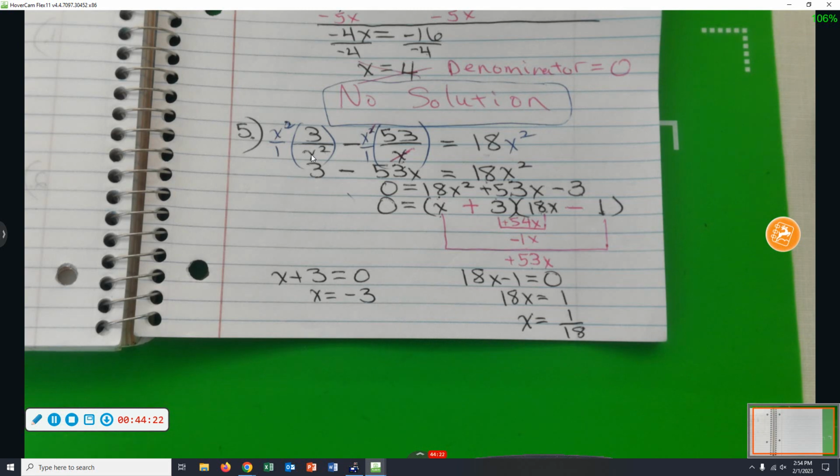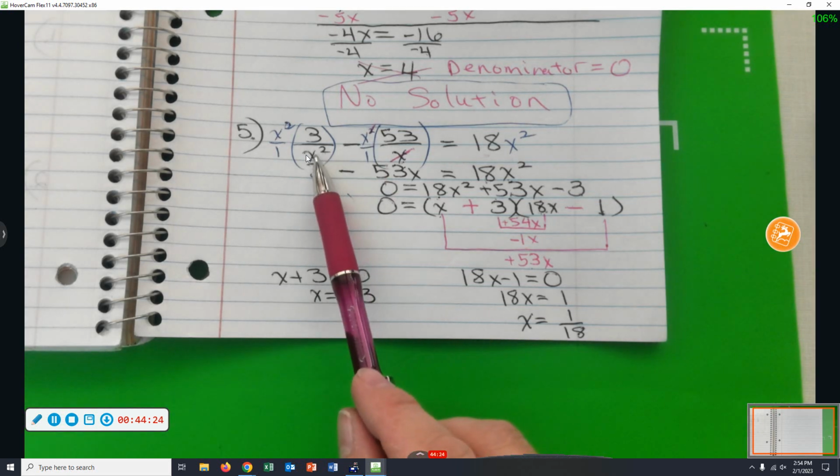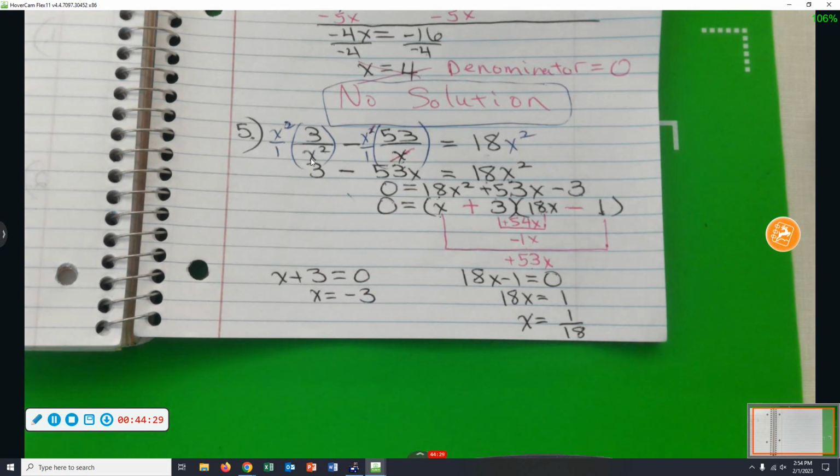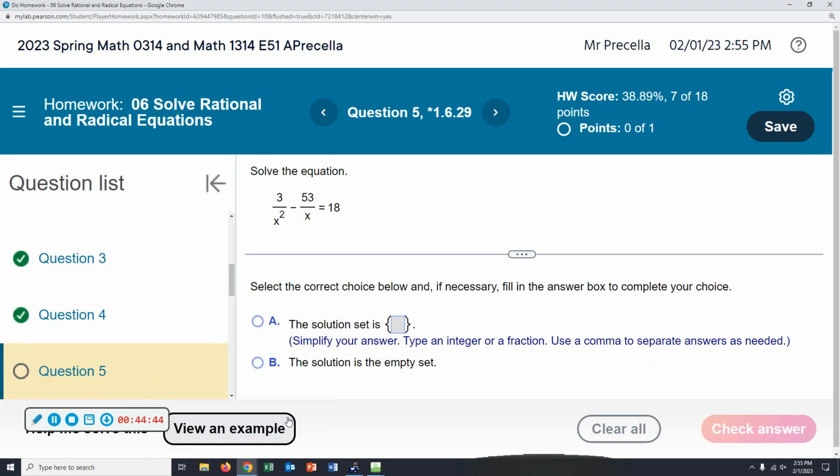Oh, I forgot to make a note. What's the only number that would give us a denominator of 0 in the original problem? It should be obvious. It's so obvious it might be difficult. What about this one right here, where it's just an x? What's the only thing that would give us a 0? This one right here, 53 over what? Yeah, zero. x can't equal 0. We know that x can't be 0.